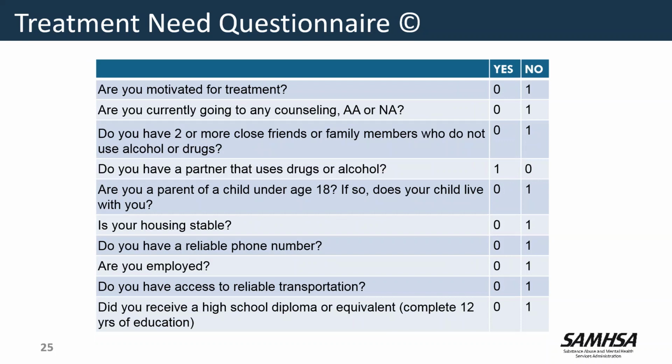And then the following page looks a little bit more at their social stability, which is counseling. Do they have peer support? Do they have good housing? Are they employed? Do they have reliable transportation?